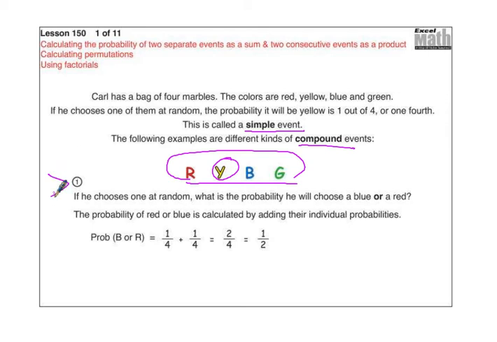Let's take a look at number 1, which is a compound event. If he chooses one at random, what is the probability he would choose a blue or a red? The probability of a red or a blue is calculated by adding their individual probabilities together. So the probability of picking a blue is 1/4. The probability of picking a red is also 1/4. And when we add 1/4 and 1/4, we get 2/4, or what, everybody? 1/2. 1/2, that's correct.